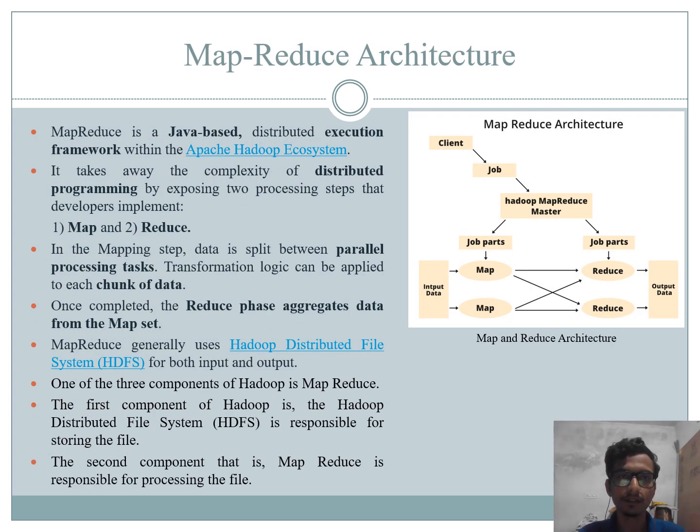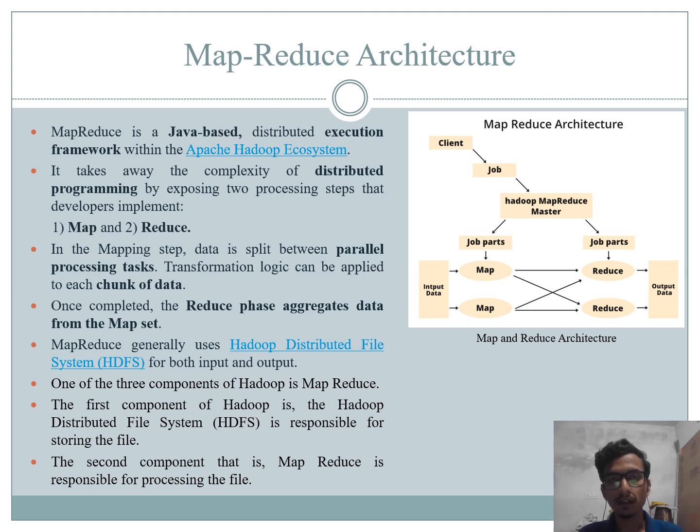MapReduce architecture. MapReduce architecture is a framework which is written and developed in Java. It consists of two major phases, first is map and then reduce, as the name suggests. In the mapping step, the data is split between parallel processing tasks. For parallel processing, it is mandatory that a distributed file system is used, and Hadoop provides its own distributed file system, that is HDFS.